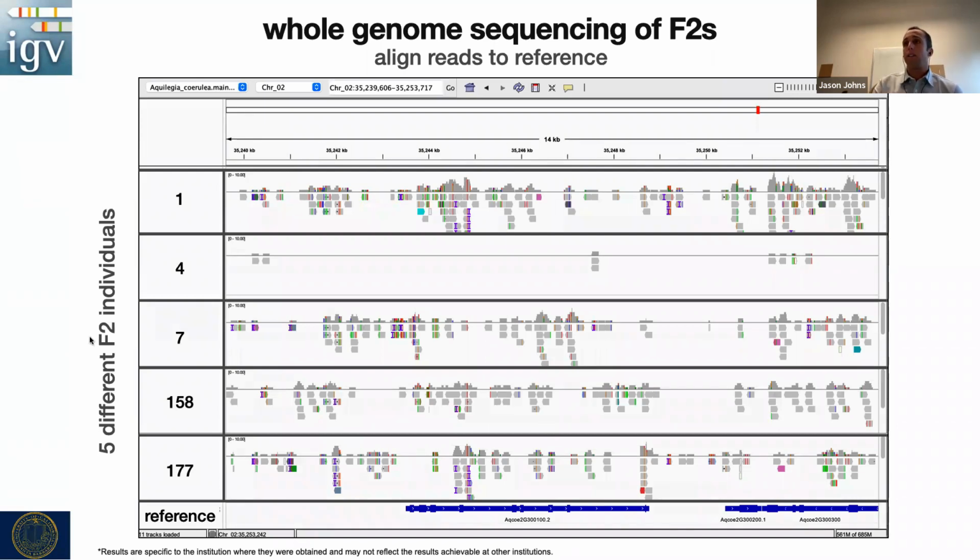So we're looking here at sequence data from 5 different F2 individuals, 1, 4, 7, so on, each mapped to the annotated reference genome for Aquilegia at the bottom. And these blue bars are showing us just a couple of genes. So each individual has a histogram moving across this 14 kb region that we've zoomed in on chromosome 2. And this histogram is showing its coverage. So as you can see, coverage sometimes varied pretty widely across individuals and even across loci.